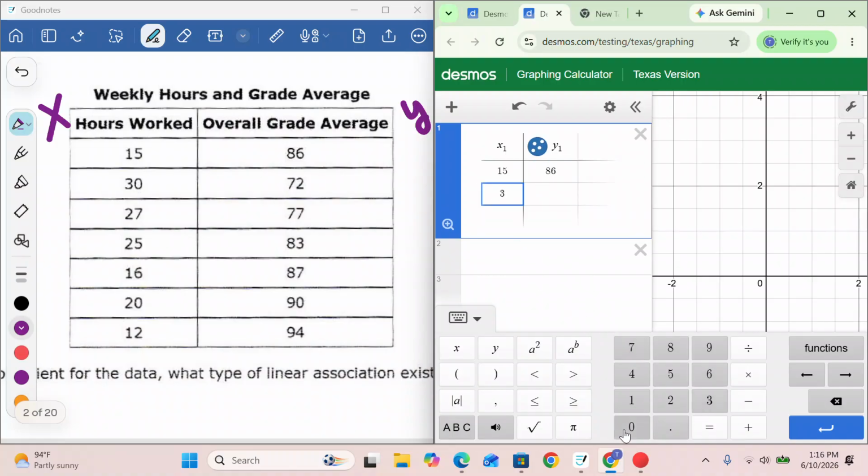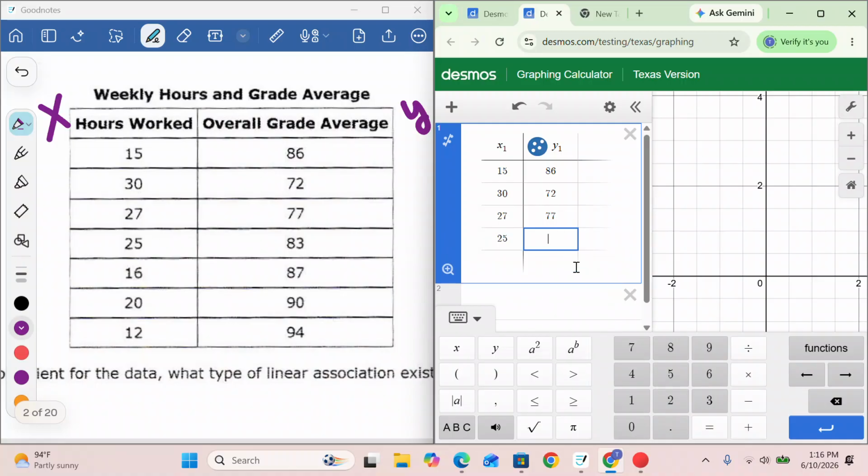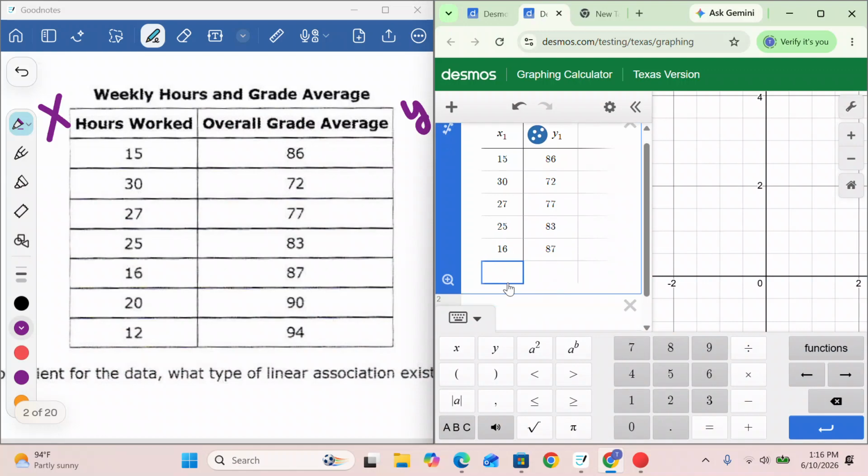1586, 3072, 2777, 2583, 2583, 1687, 2090, and 1294.